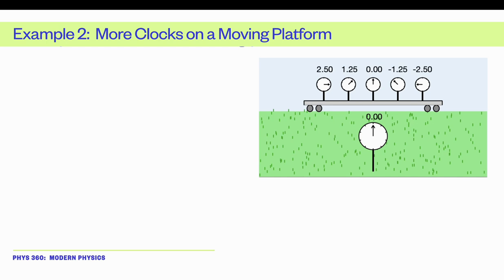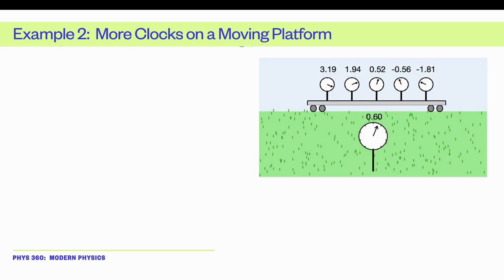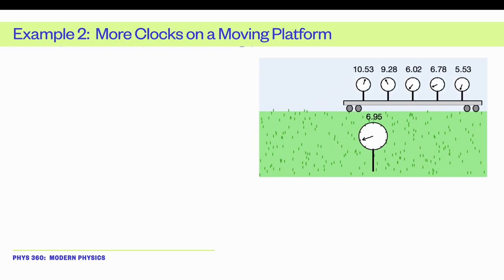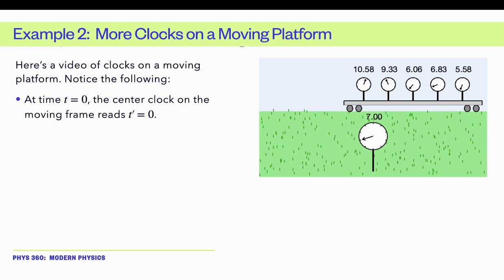Okay, here's an example. Here's a little animation. So here again, we've got some clocks spaced evenly on this platform. Here's the time in the ground reference frame, the O frame. Here are the values on the moving platform. We're going to simulate this. We can see that the clocks are all ticking along. We can notice a few things in this simulation.